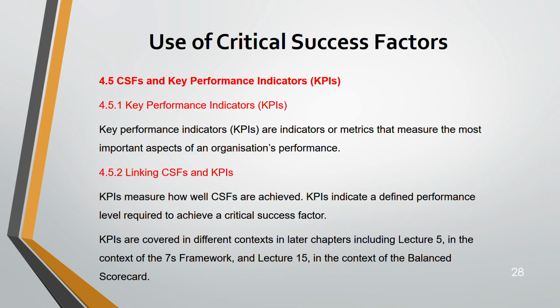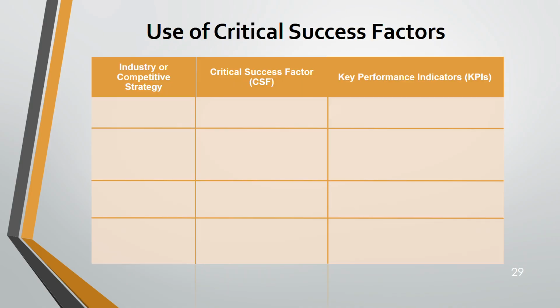Critical success factors are covered in different contexts in different chapters. For example, we are going to cover them in lecture 5 and lecture 15. Lecture 5 in the context of the 7S framework and lecture 15 in the context of the balanced scorecard. Now, based on the industry, we are going to go through the CSFs and KPIs. This table is going to be handy for you in your exam.